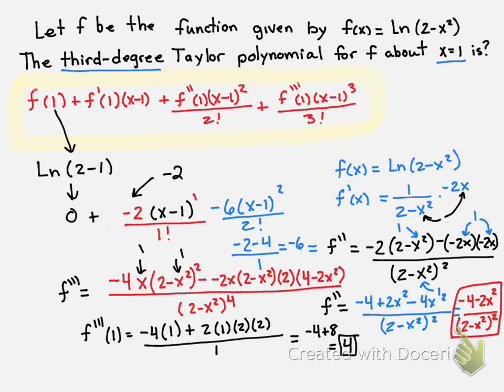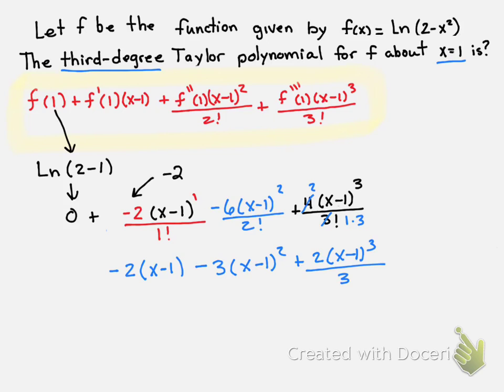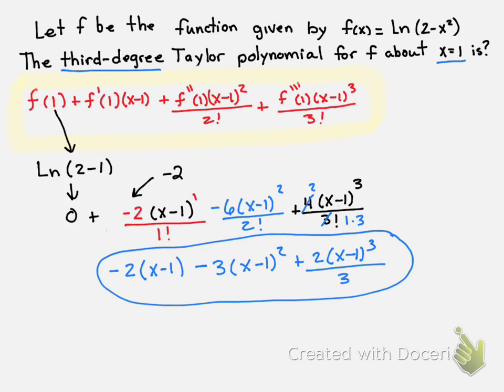I'll erase some things. Here we've got a positive 4 times x minus 1 to the third power all over 3 factorial. After simplifying, we have what you see here in blue. This is the third degree polynomial. It has everything stopping at 3, versus the third degree term, which would just be this term.